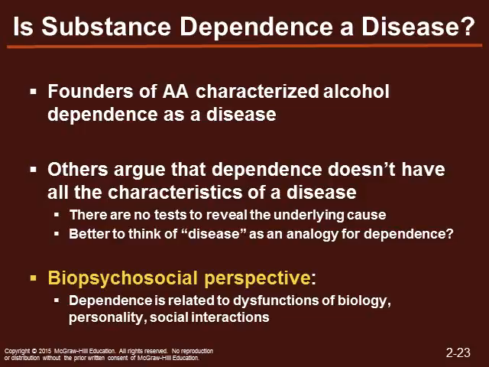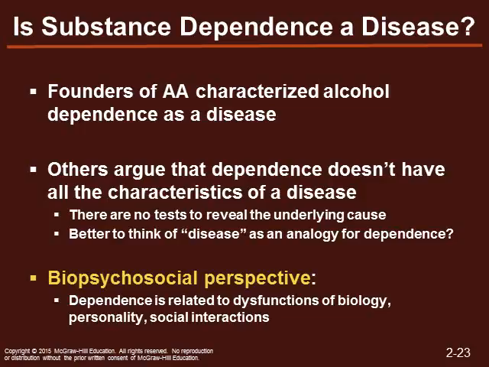of substance dependence, and that is whether or not dependence on a substance is a disease. One of the first groups to characterize dependence this way were the folks who founded AA, or Alcoholics Anonymous. But there are others who say that dependence isn't really a disease as we understand that in other contexts. There are no tests that a person can be given to see what the underlying cause would be. So there are folks who suggest that this might be better as an analogy than a specific category.